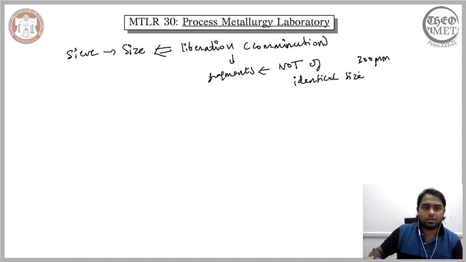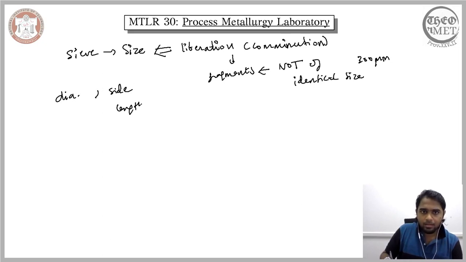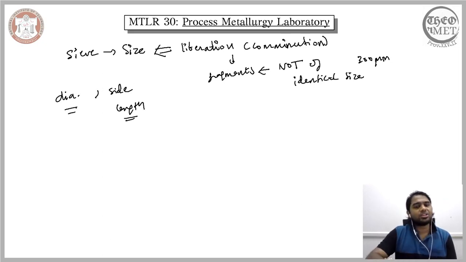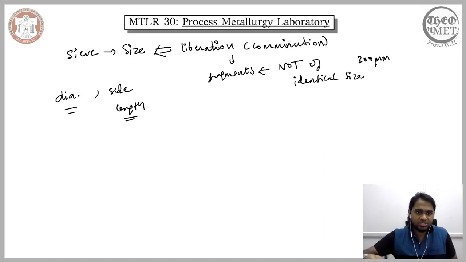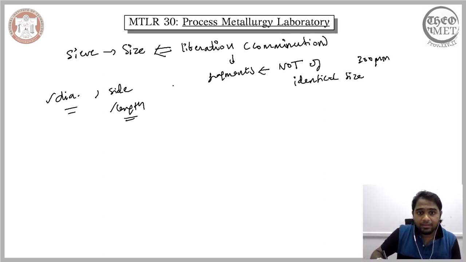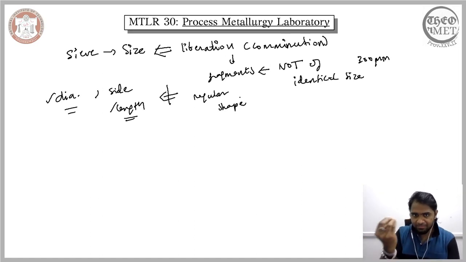So if your fragments are of regular size, then we can use terms like diameter or the length of the sides. So length and diameter are certain terminologies that we can use to describe the size of the fragments, or the size of the particles. These terminologies, diameter, length, or even height and other factors, play a critical role only when your particles are of regular shape. Only when your particles are of regular shape do these terminologies make any sense.